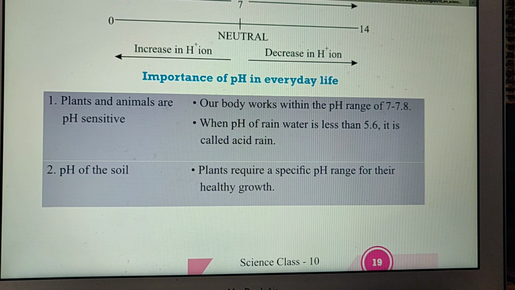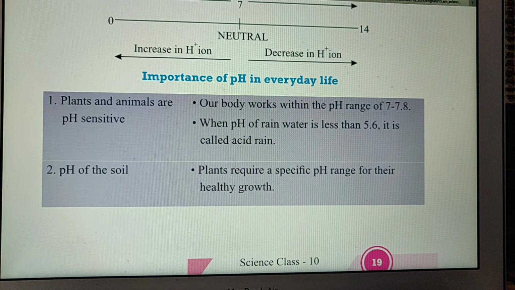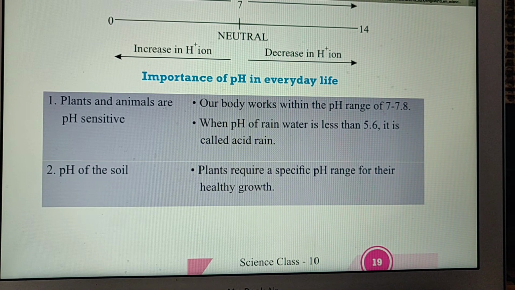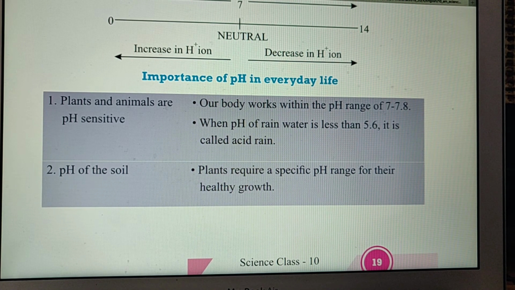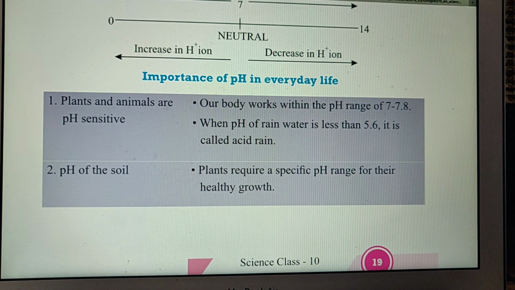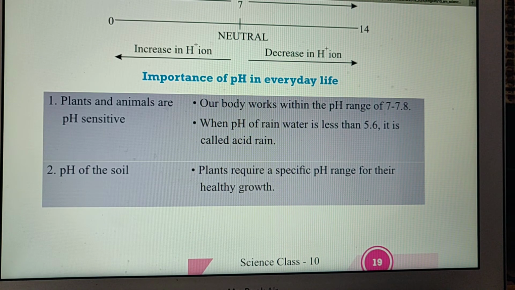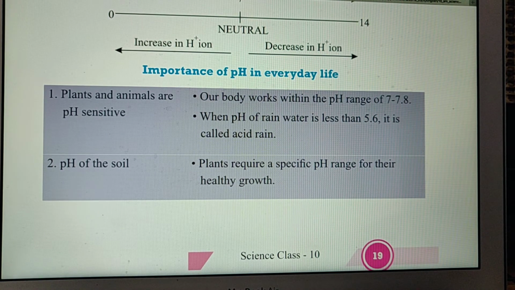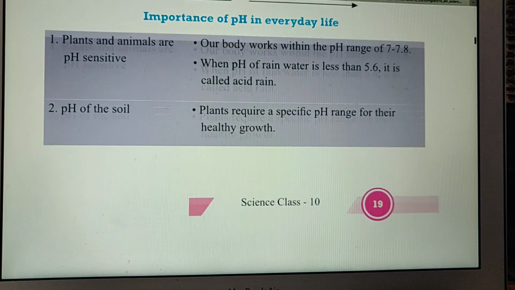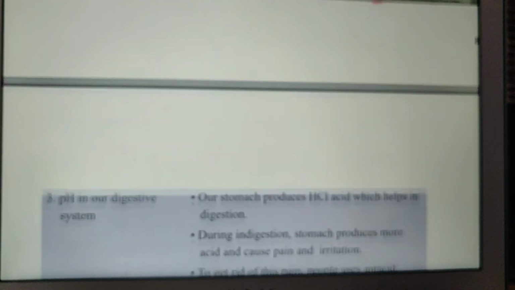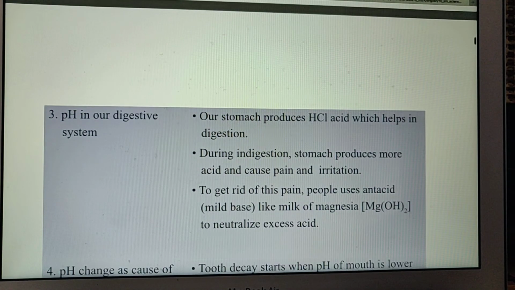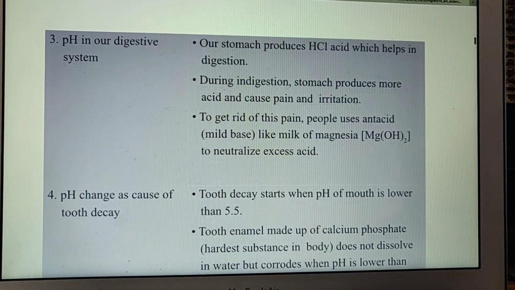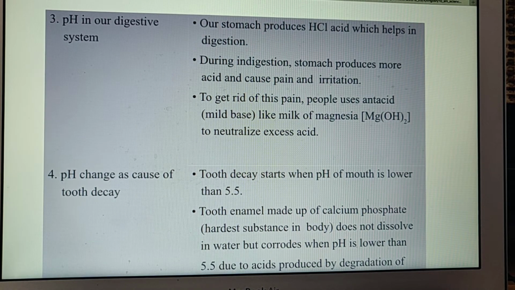Plants and animals are pH sensitive. Our body works within the pH range of 7 to 7.8. When the pH of rainwater is less than 5.6, it is called acid rain. Regarding the pH of the soil, plants require a specific pH range for their healthy growth. pH in our digestive system.